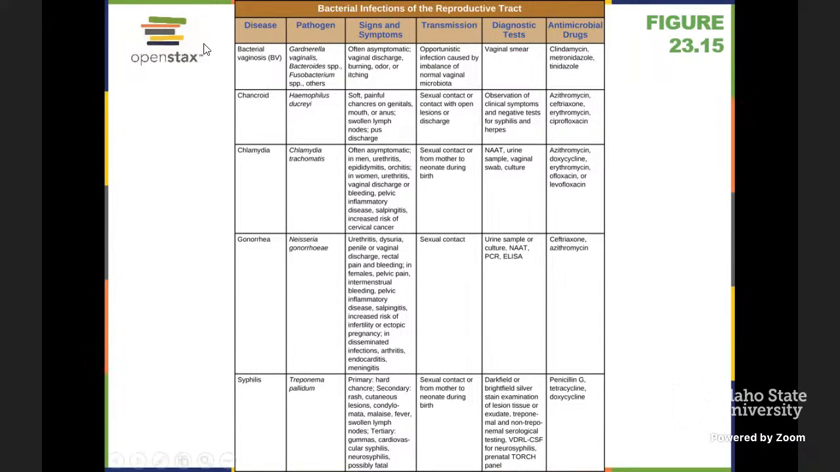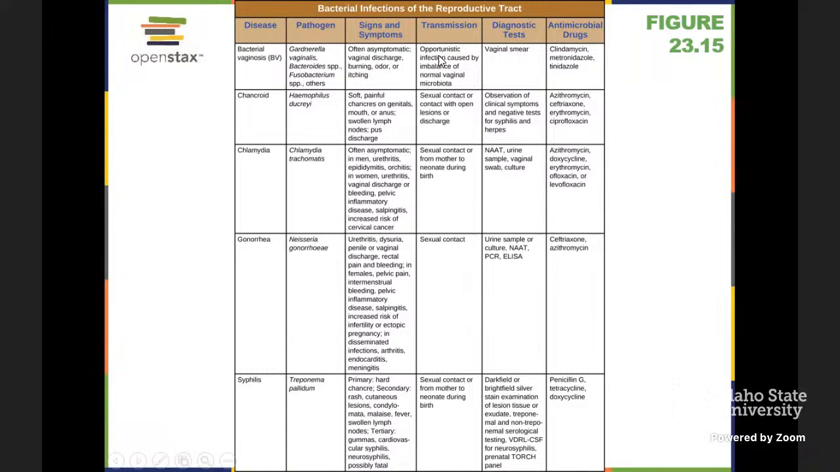All right, bacterial vaginosis, Gardnerella vaginalis, a main culprit with it. Bacteroides, Fusobacterium are also some potentials. This can be asymptomatic, but it can lend to recognition. Vaginal discharge, burning, odor, and itching are things that you would recognize as not being asymptomatic.